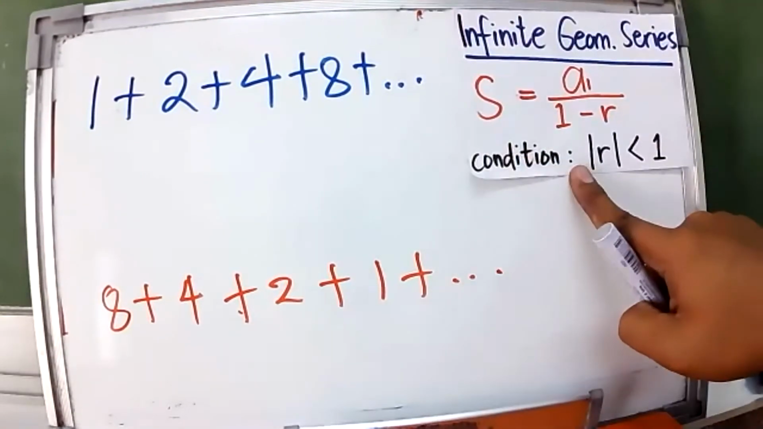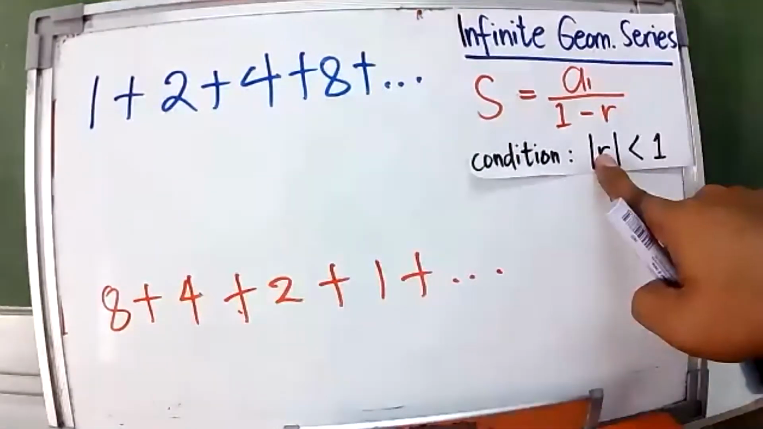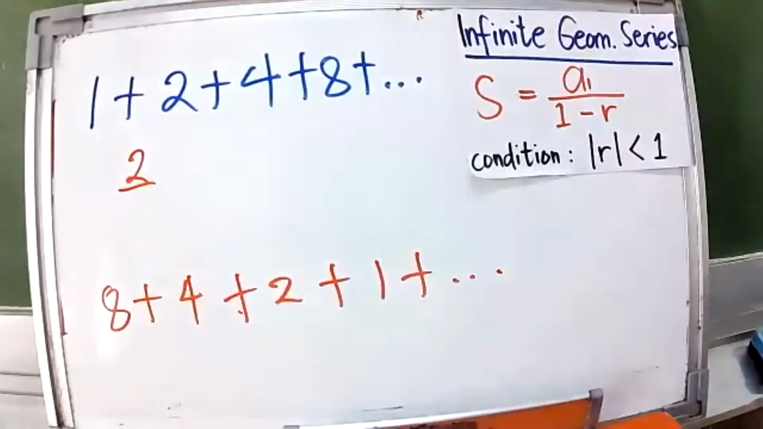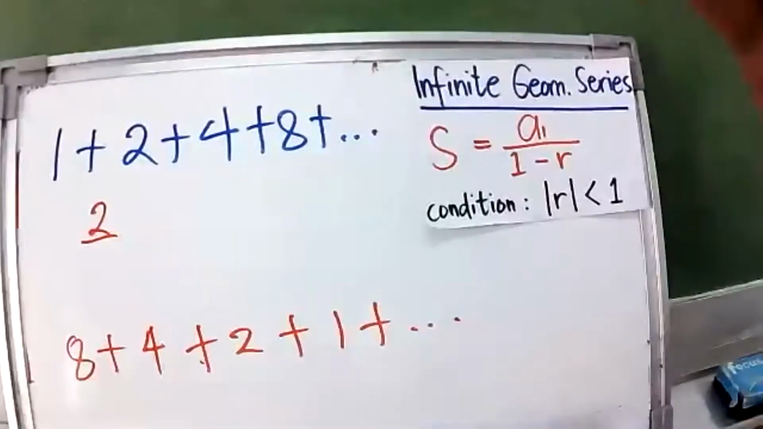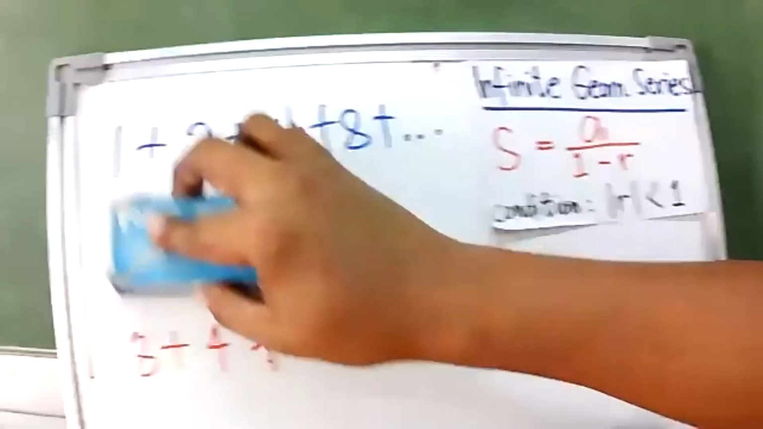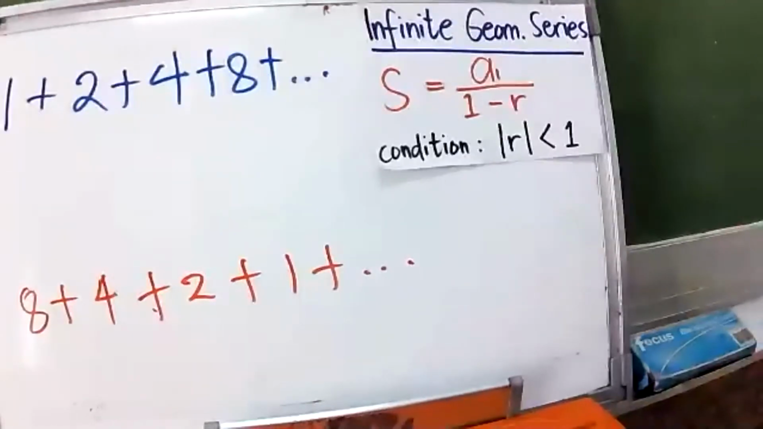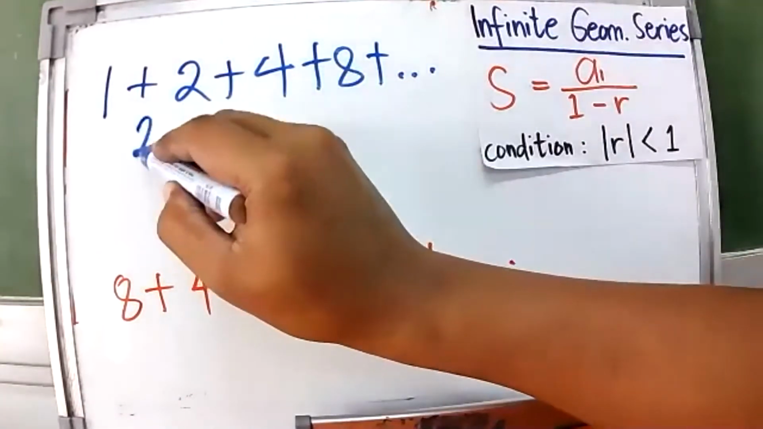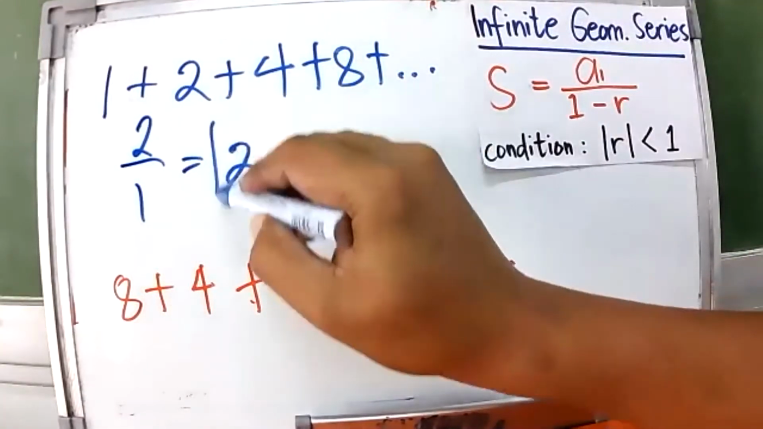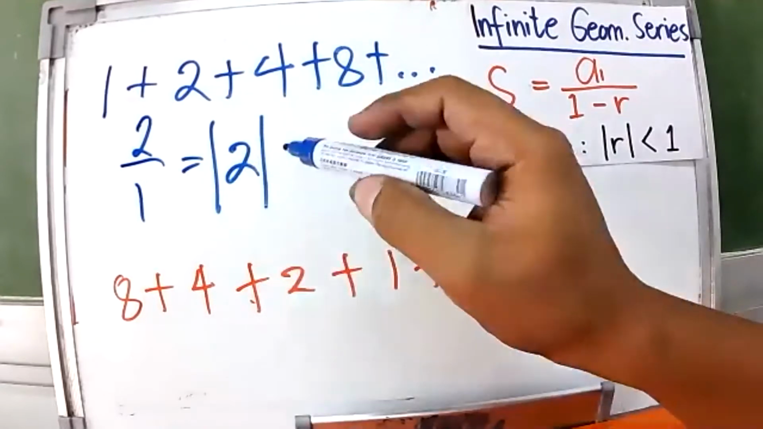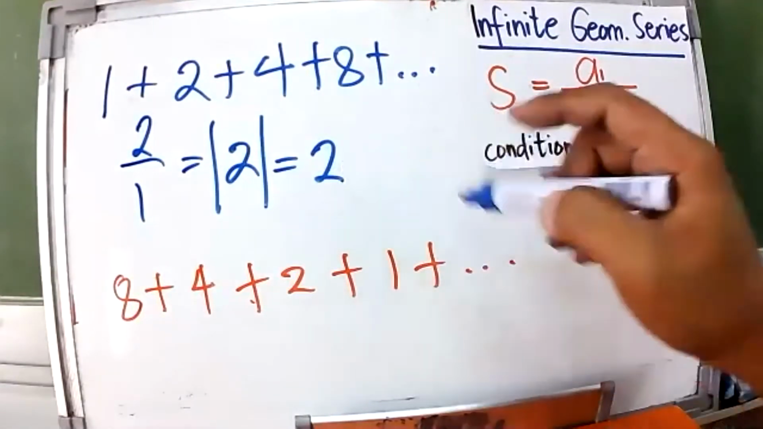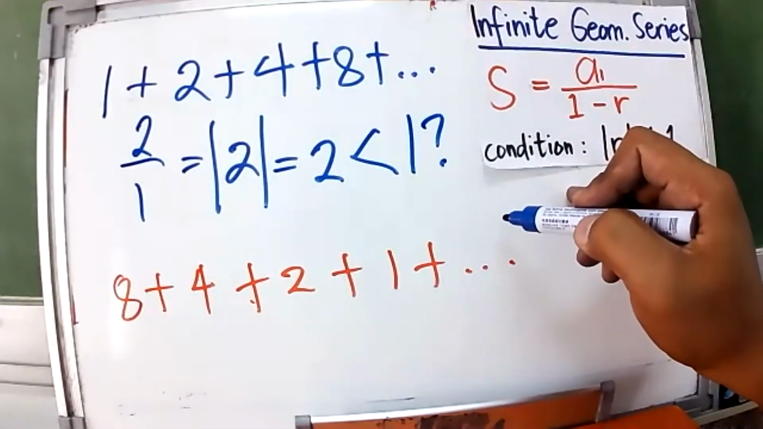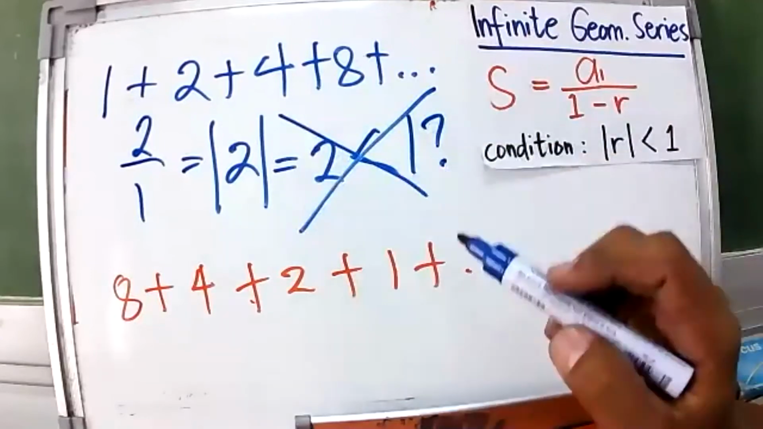Now, if we will analyze the condition, let's try. We will get the common ratio 2 divided by 1. Let's use blue. Kasi blue yung ginamit ko dito. Here. So we have 2 divided by 1. That's 2. What's the absolute value of 2? That is 2. Is 2 less than 1? Yes or no? No. Kaya nga, wala itong sum.